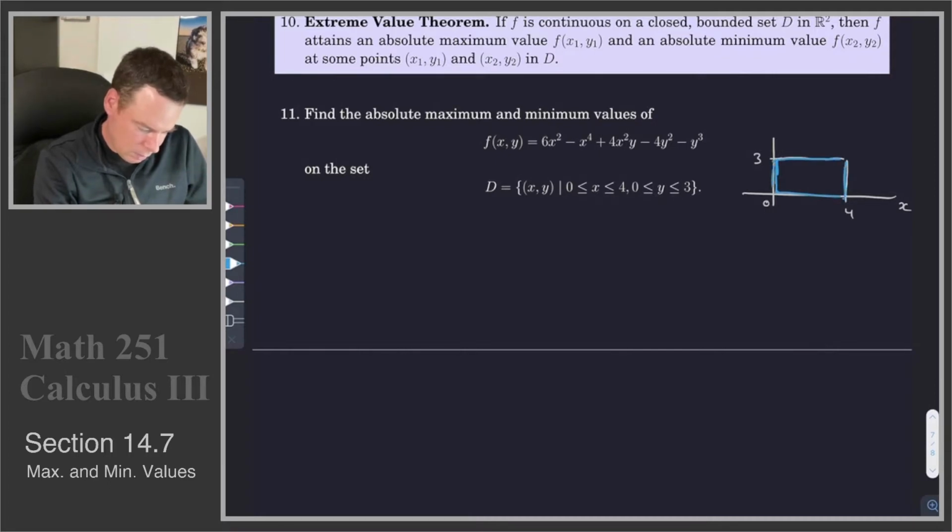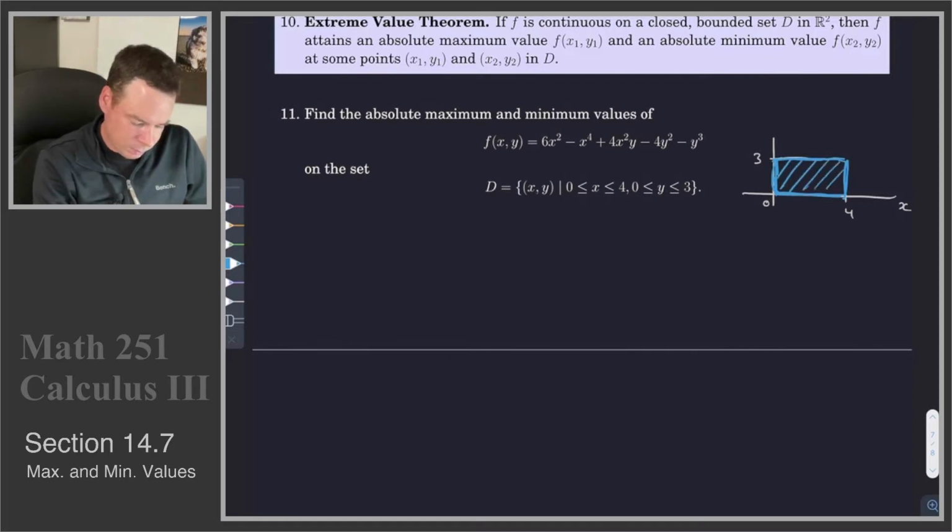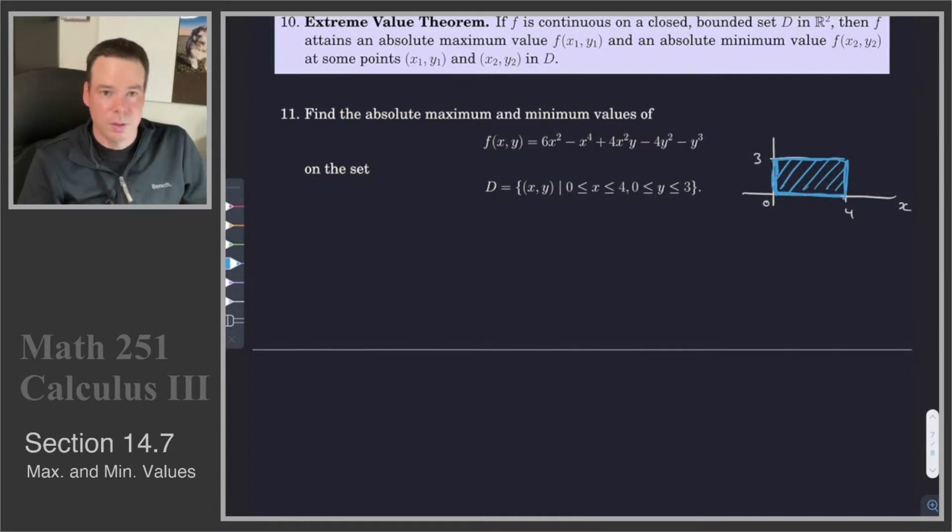This is our domain. That's D. It's a closed set because the boundary consists of these straight lines, and because of the equalities, x is equal to 0, and on the other hand, x is equal to 4. Also, it includes everything in between. So that's a closed set. It's a bounded set because I could stick a circle around it, and it's fully contained in it. There's no parts of this set that go off to infinity, in other words. So it's closed and bounded. Therefore, we know an absolute max and an absolute min exist. So let's go ahead and look for it.